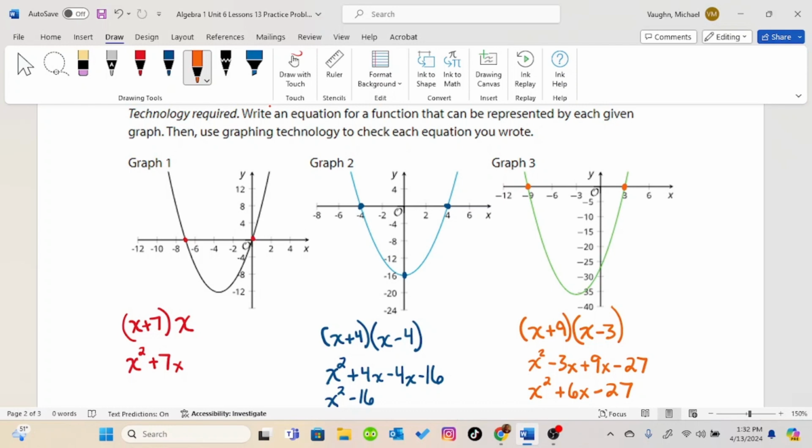So these are the standard and factored form equations that would represent these graphs. And if you would like to check them, you can put them into the Desmos.com calculator and compare them to the graphs that were given. If you have any questions about anything covered on Lesson 13, please use class time to ask for further clarification.